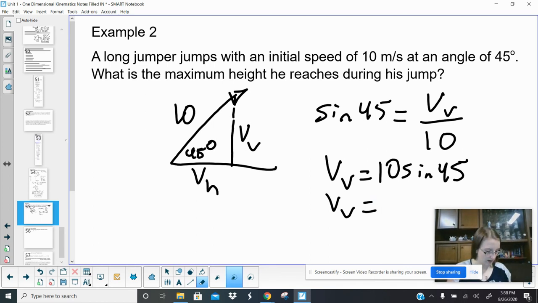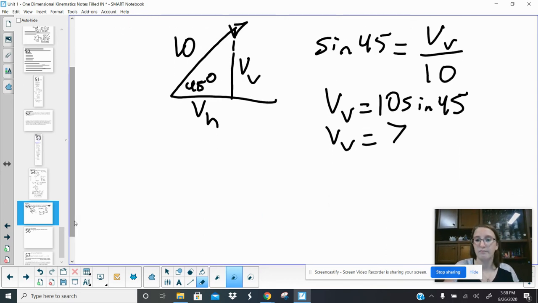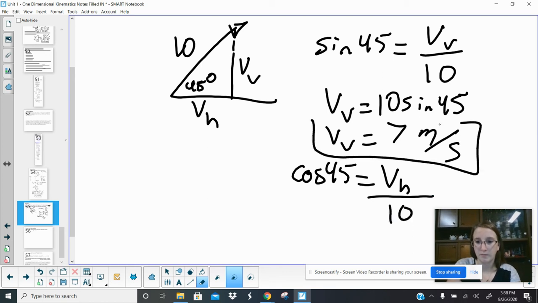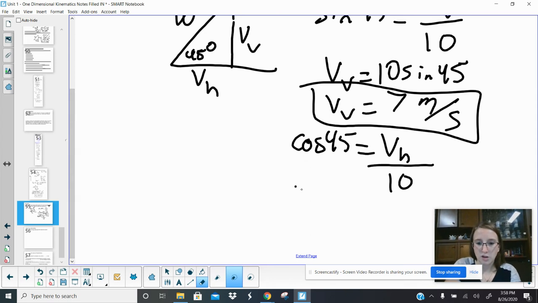Therefore, 10 sine 45. You should have gotten 7. We'll go ahead and round that to just 7.07. And the same thing, we end up doing cosine 45 equals the horizontal velocity over 10, just to differentiate this here. And so our horizontal is 10 cosine 45.